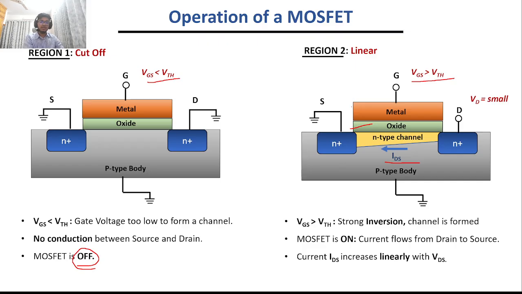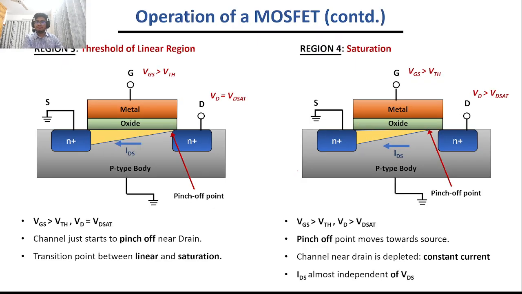Now this region is called linear because with an increase in VDS, the current IDS increases linearly. As we keep increasing the drain voltage, keeping the gate voltage above a certain threshold, the increasing drain voltage causes the thinning of the channel near the drain. As you can see, the channel is now thicker near the source compared to the drain. So now we get a wedge-like channel.